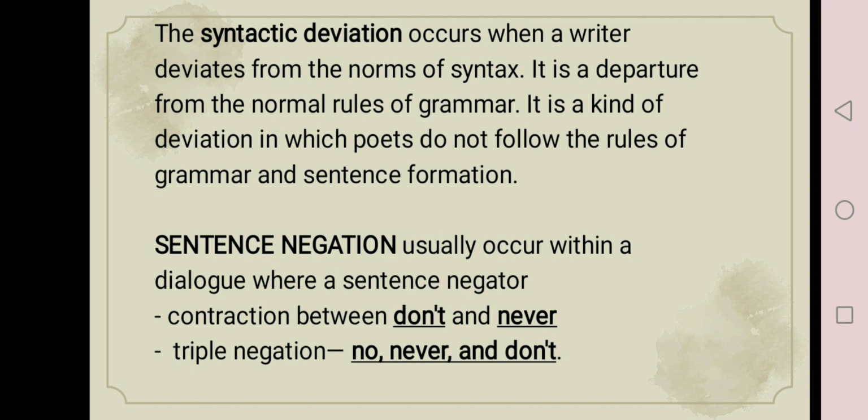From the short story, we cannot find sentence negation because it mostly tells the one-sided monologue of the killer himself. Sentence negation usually occurs within a dialogue, where a sentence negator like the contraction of the word don't co-occurs with a negative quantifier like the word never, and the triple negation no, never, and don't.